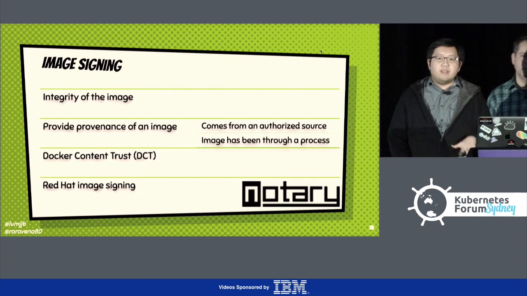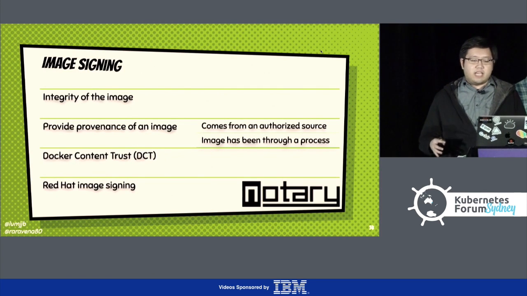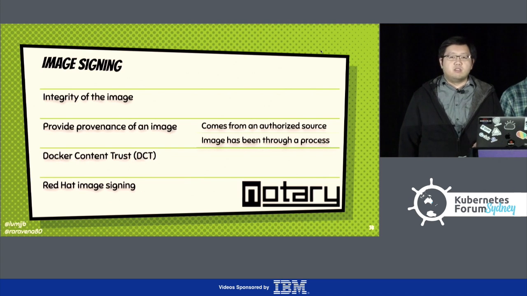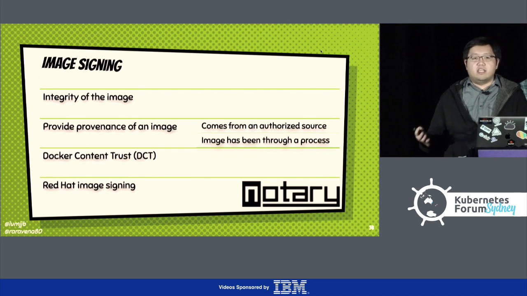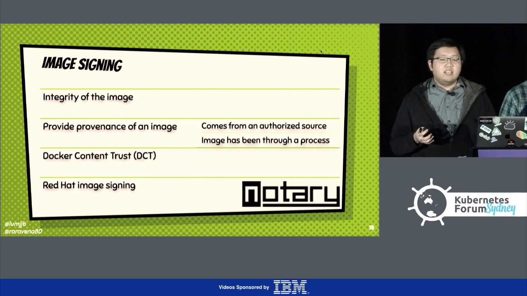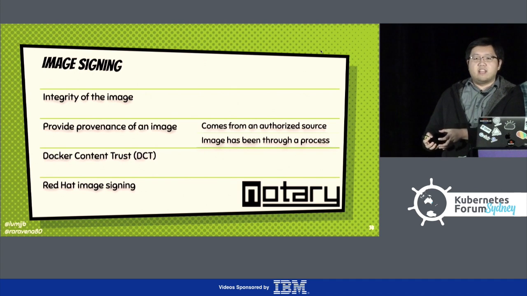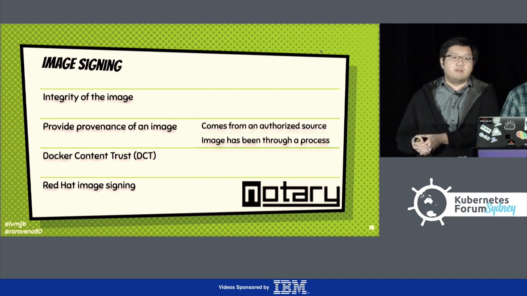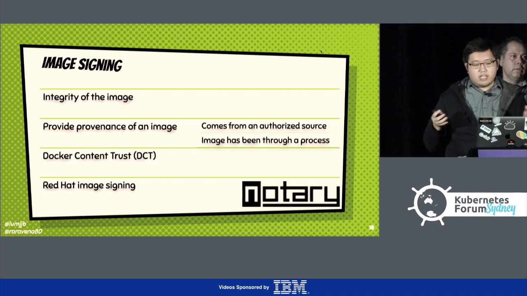All right, next up, we have image signing. So what does image signing actually give you? So the first thing is the integrity of the image. We want to ensure that the image, when we're running it in Kubernetes, has not been tampered with. So this is the first thing that it provides.